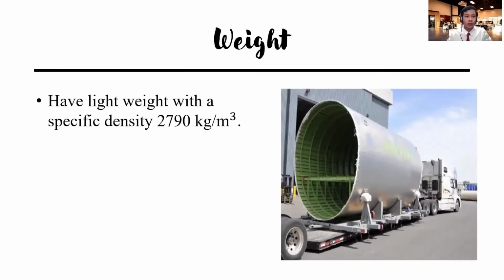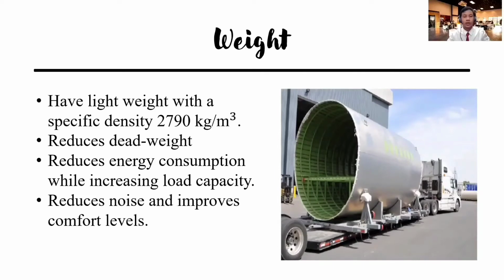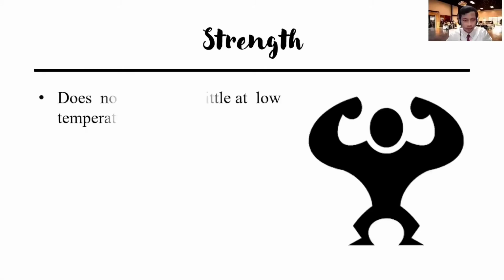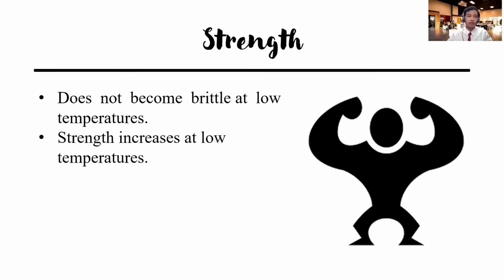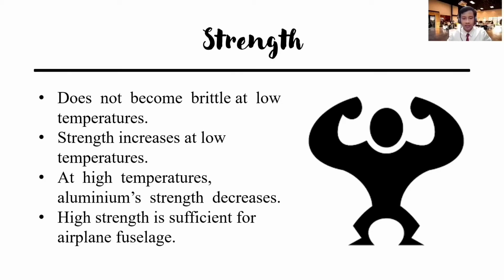This aluminum alloy is lightweight, with a density of 2,790 kg per cubic meter. This light weight can reduce dead weight and reduce energy consumption while increasing load capacity, and it can also reduce noise and improve comfort levels. The second point is strength. This aluminum alloy does not become brittle at low temperature. Its strength also increases at low temperature, while at high temperature, the aluminum strength decreases. We can see that the high strength is sufficient for an airplane fuselage.